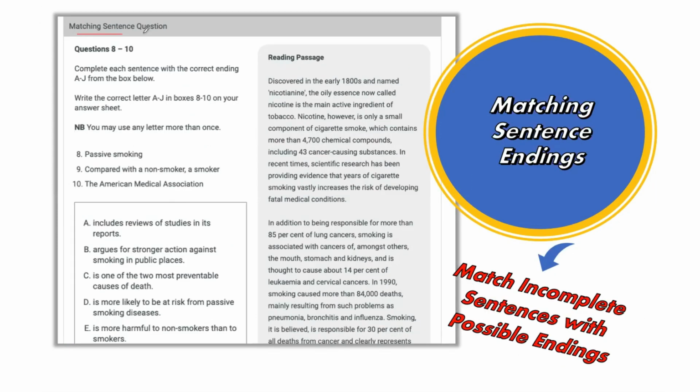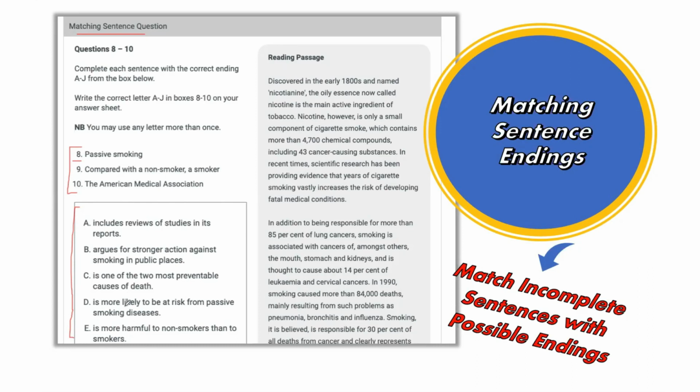Now for this matching sentence question, you will have some options in a table that go along with the incomplete sentences, which would be your questions. So for example, you see 8 passive smoking, and then it would go along with one of these options. Compared with a non-smoker, a smoker would go along with one of these options. So you would use the same matching techniques that we have looked at and that we will look at in our videos. And it's interesting because in this case, you can also look at grammar.